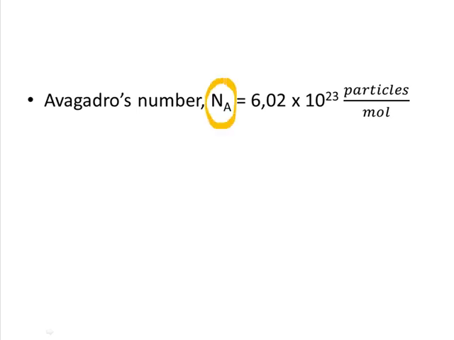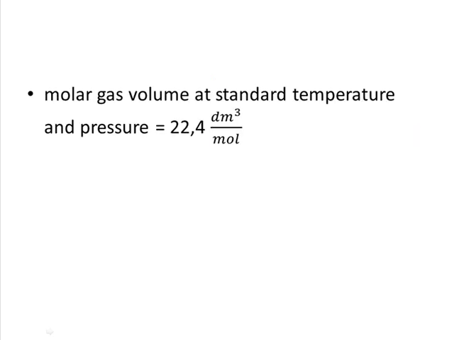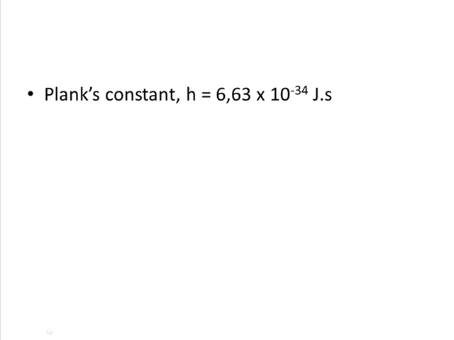Avogadro's number, Na, is 6,02 times 10 to the power 23 particles per mole. Molar gas volume at standard temperature and pressure is always 22,4 decimeters cubed per mole. Planck's constant has a special symbol h, and it's that value there.